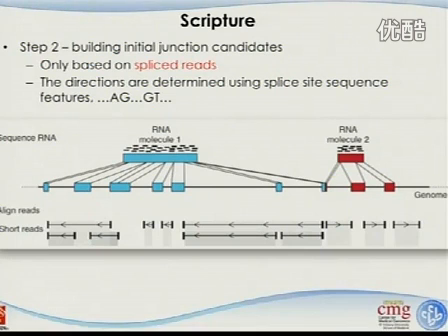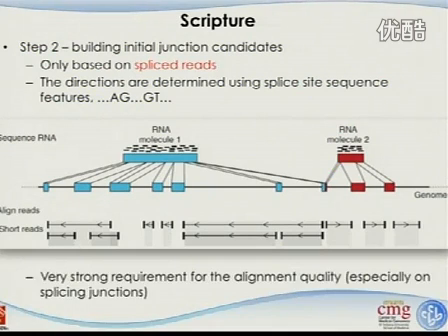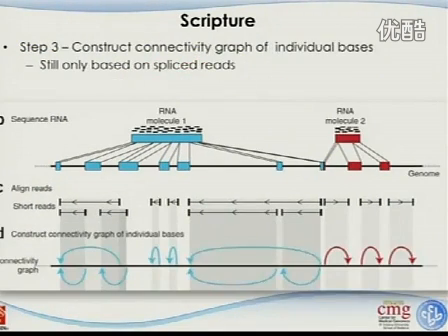Okay. So what happens is, based only on spliced reads, they will make the directions determined using splice site sequence features, AG, GT. So you can see they will make this separation. There's one exon here, one exon here, and if there is a splice read supporting this, they will connect this to this. And you can see this is a conceptual exon here, and if there's one read that crosses this part, they will connect these two. So they will connect based on the splice reads. And it's a very strong requirement for the alignment quality, which is really, really difficult.